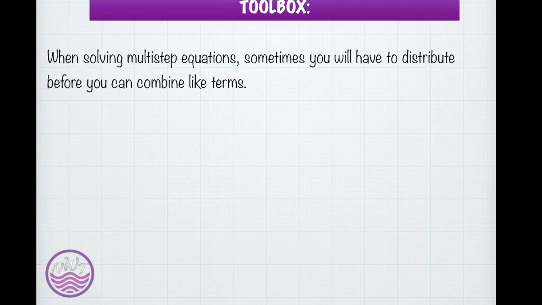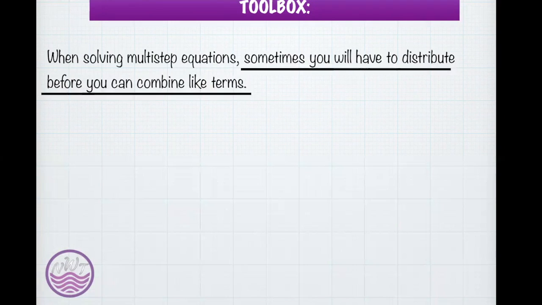First off, I need to understand what they might look like. When solving multi-step equations, sometimes you will have to distribute before you can combine like terms. Again, sometimes you will have to distribute before you combine like terms. You want to look at those separately. Here's what that might look like.